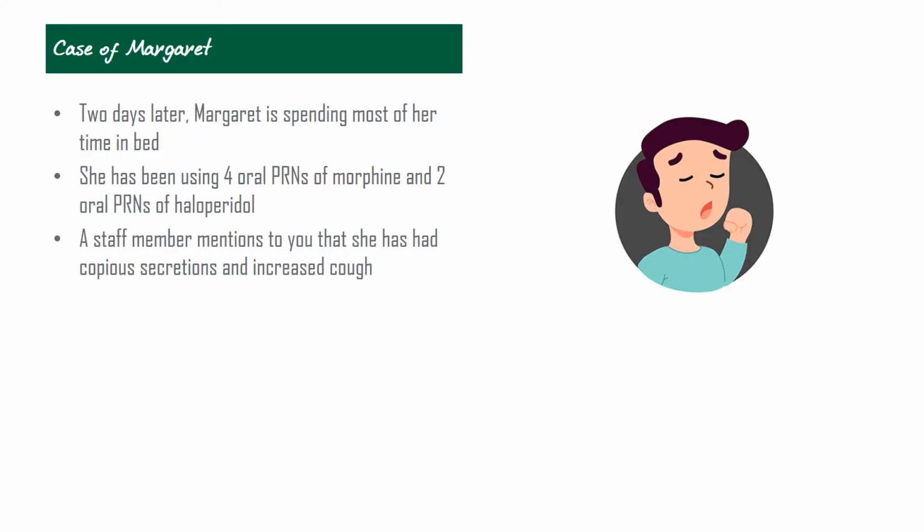Checking in with Margaret, it is now 2 days later and she has declined in her functional status. She is spending most of the day in bed. You have also controlled her symptoms with 4 PRN doses of morphine for dyspnea and 2 PRNs of haloperidol for agitation. A staff member today noticed that she has had new secretions and increased cough. How might you respond to her?